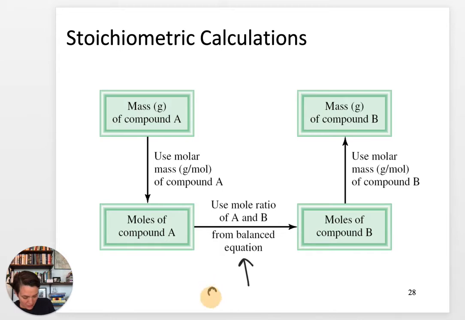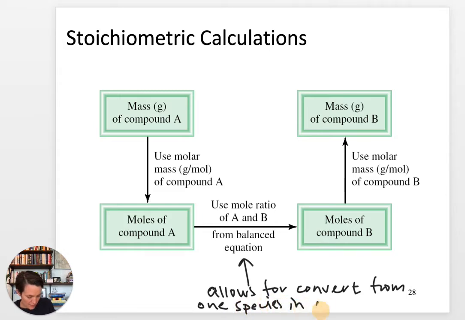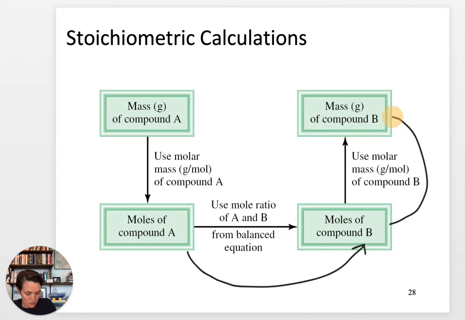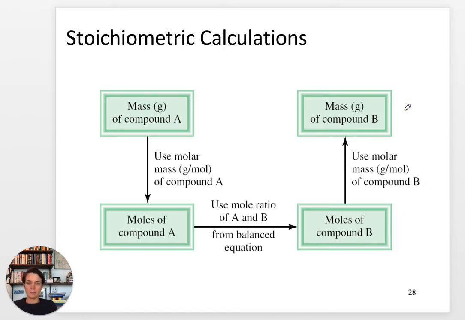It is allowing you to convert from one species in a chem reaction to another, in much the same way as our unit factors allowed us to do that in chapter 1 material. So using that mole ratio, we are able to go from talking about compound A to talking about compound B. Once we know the moles of B, it's just molar mass to get to the mass of compound B. This flow is essentially what every stoichiometry problem breaks down to.